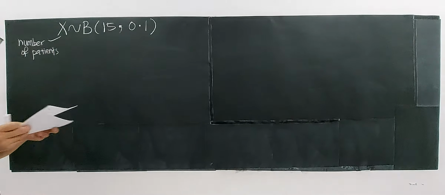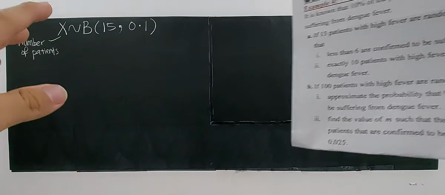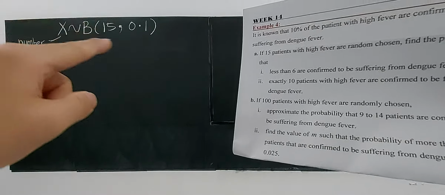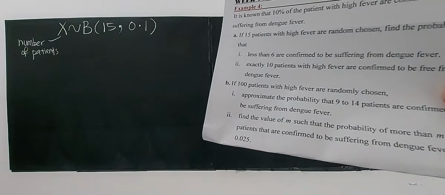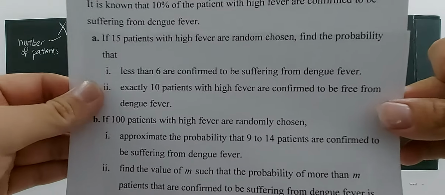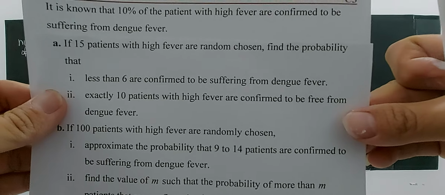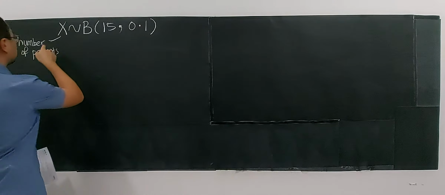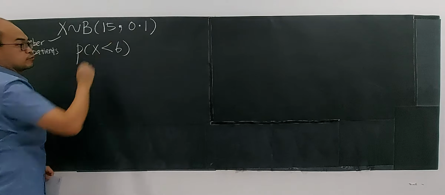So the question is asking us to find the probability. This question actually involves a small sample, something less than 50. Only 15, which is less than 50, so we can just use the binomial distribution without doing anything else. They ask us to find the probability that fewer than 6 are confirmed to be suffering from dengue fever. It means the number of patients is less than 6 out of the 15 here.